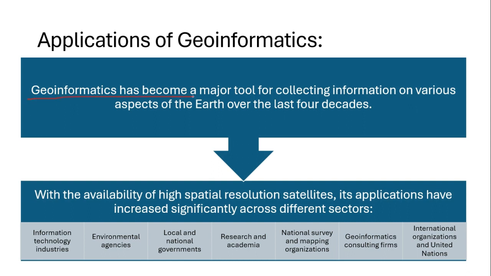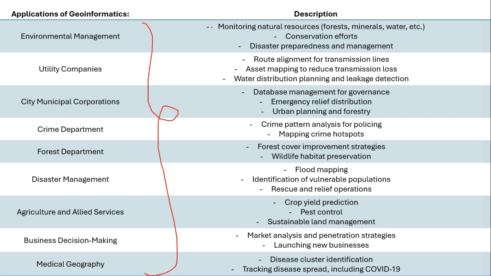Geoinformatics has become a major tool for collecting information on various aspects of the earth over the last 4 decades. With the availability of high spatial resolution satellites, its applications have increased significantly across different sectors, like the information technology industry, environmental agencies, local and national governments using these data sets, research and academia, national survey and mapping organizations, geoinformatics consulting firms, international organizations and the United Nations. So how do these different sectors use GIS data sets for their applications?